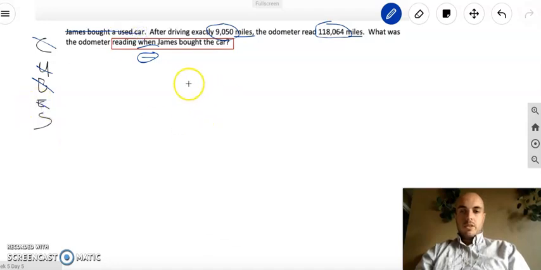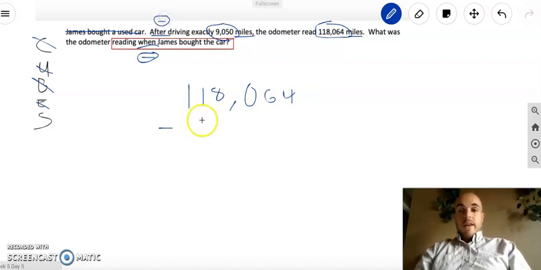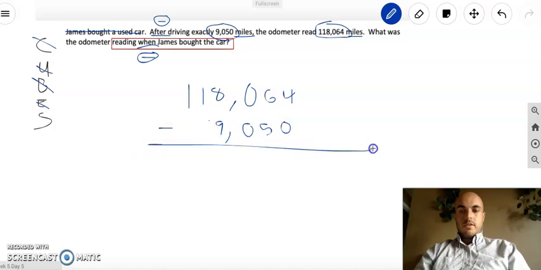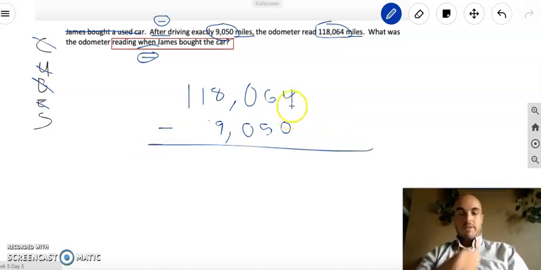Now let's solve. So I have 118,064 miles currently, but that's after, of course. I guess you could say, going back, that "after" also tells me I'm subtracting. That's after he's already driven 9,050 miles. Okay, now we can subtract, find the difference.